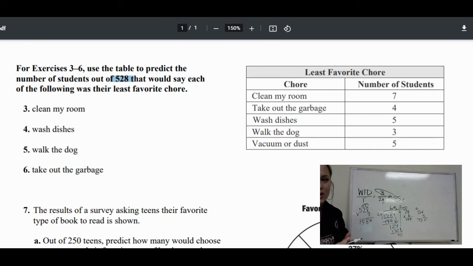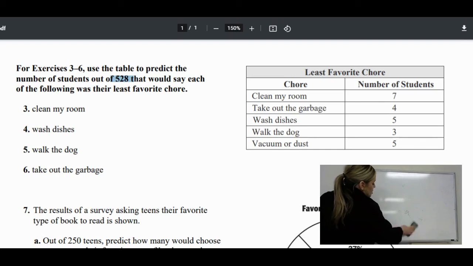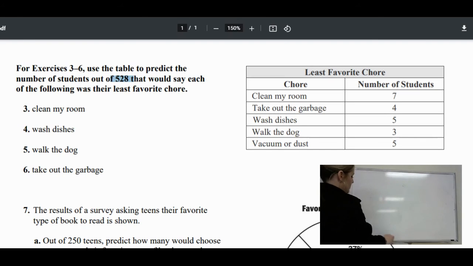All right, so we got one more. Take out the garbage. So I'm going to put G to total. It's 24 and 528. And take out the garbage, there's 4 kids. Okay, so again, we're going to cross multiply and then divide.